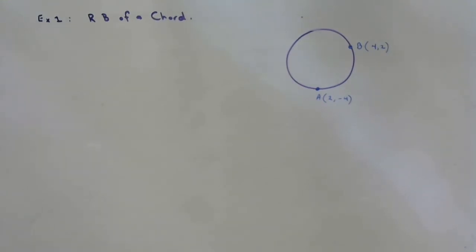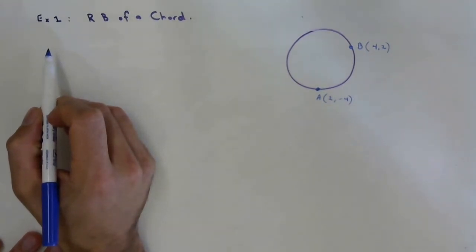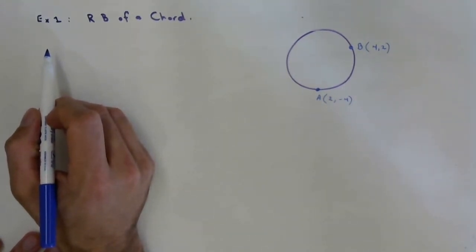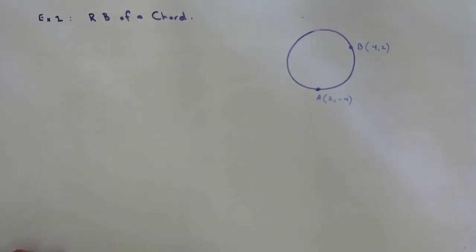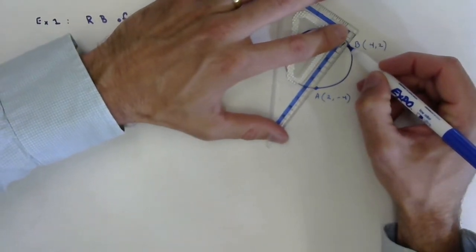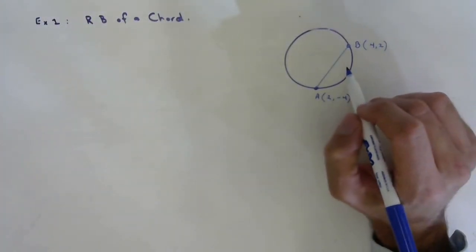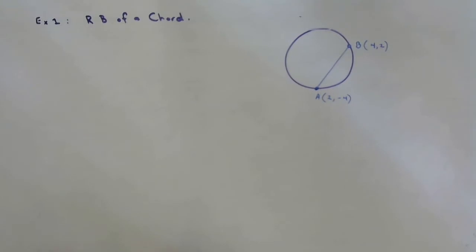Okay, it says, verify that the center of this circle lies on the right bisector of chord AB. Well, let's go ahead and draw the right bisector of chord AB first. Maybe let's just draw chord AB. We'll leave it at that for now. With a ruler. There's chord AB. All right, well, what do you know about the right bisector of a chord, and how could I verify that it goes through the center of the circle? How can I do that?